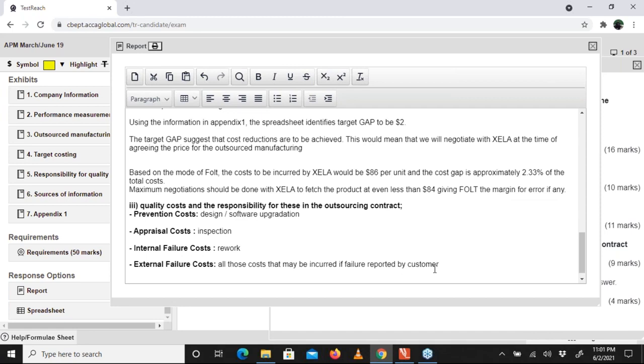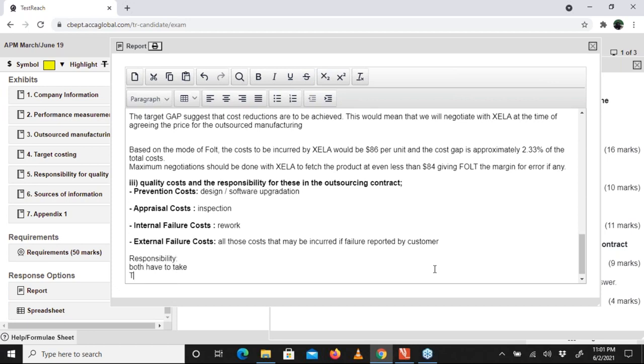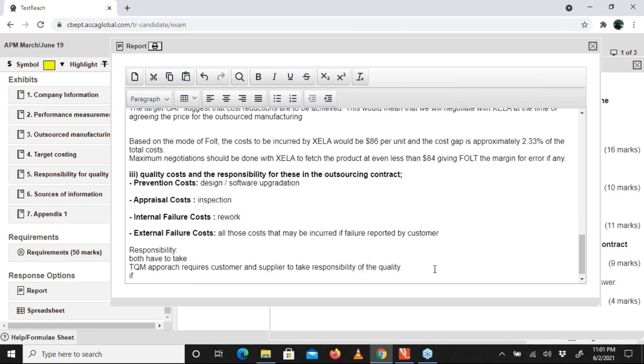Okay, now the responsibility both have to take. The TQM approach requires customer and supplier to take responsibility of the quality. If fault does not design the product appropriately, then the failure would arise on the manufacturing side due to poor design.